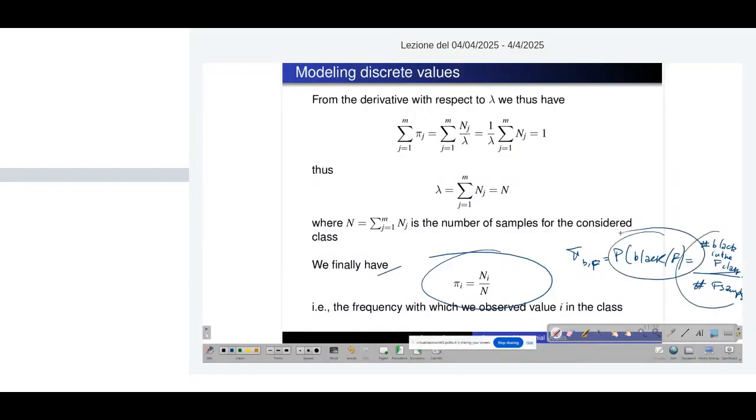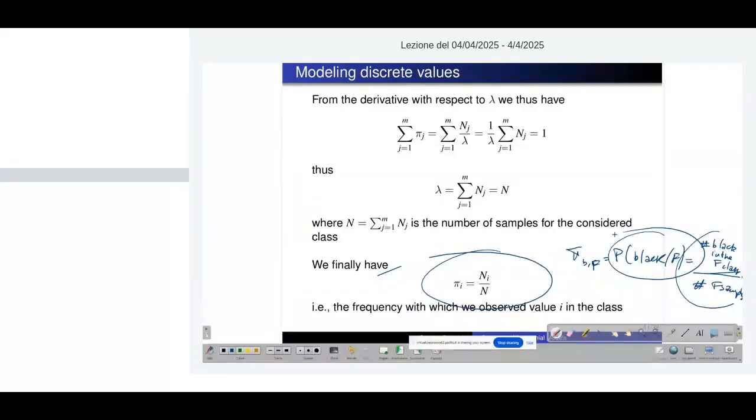So exactly the frequency of that feature inside that class, the result that we said before. And again, this comes from a maximum likelihood approach. Why did we do the whole derivation if the result is intuitive? Because we said the result is intuitive when we use a maximum likelihood approach with the frequencies to estimate the parameters.